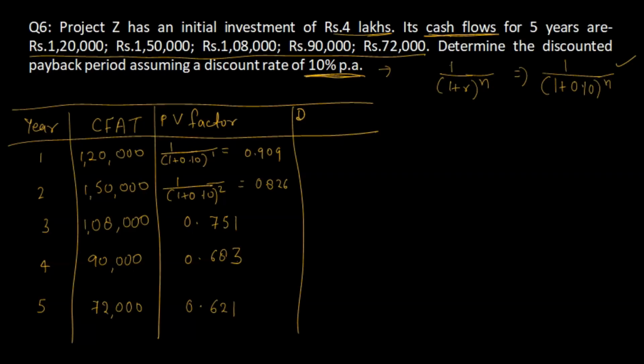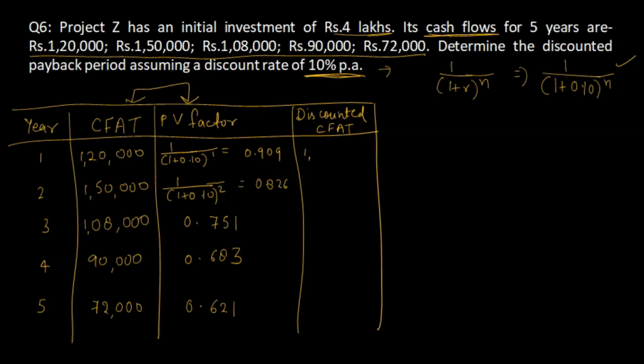Now we have to find out discounted CFAT. For discounted CFAT, just multiply these two columns. CFAT we already have, these are the future values, and just multiply with the PV factor, present value factor. So we will get its present value. That's how we are considering time value of money here.